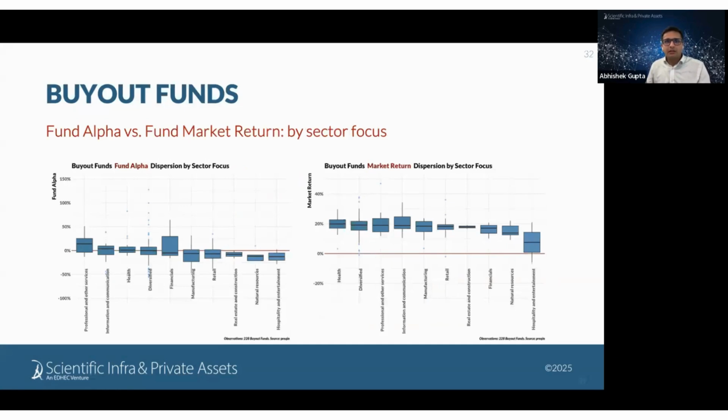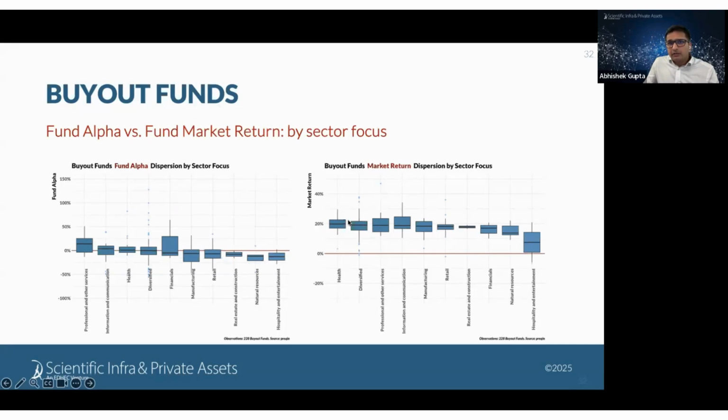How does this alpha and market return compare by sectors? You can see that on the x-axis, there are different sectors outlined, and we have the distribution of alpha and market return against that private 2000 index. If you look at the alpha distribution first, positive alpha is available on average in only very few sectors. So we have professional and other services, which has an average positive alpha, information and communication, and health sectors. But the rest is mostly negative alpha that comes from sector-focused strategies, sector-focused funds.